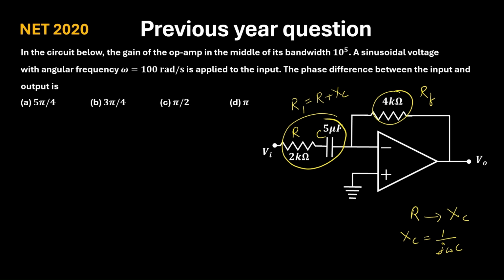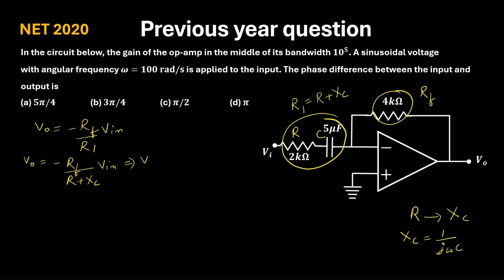Now, the gain, if you see this circuit is a closed loop inverting op-amp. So, V naught is equal to minus RF by R1 into V in. Now, this is the formula which we know. So, for this situation, V naught will be equal to minus RF by R plus XC into V in.